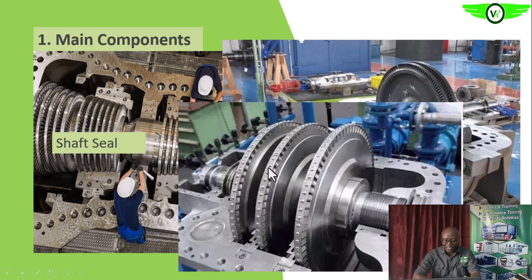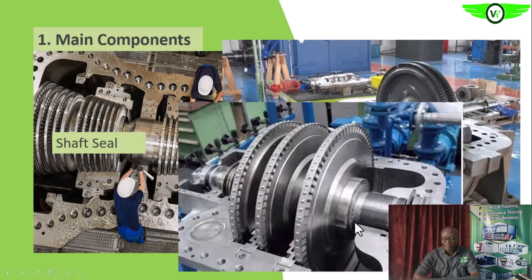So this is another picture of the turbine, the three stage. Here in the middle we have the stationary blade here and here. The work of that stationary blade is to direct the fast moving steam onto the blade of the rotor for the rotor to turn. So this is the seal. As you can see, it's a labyrinth seal.